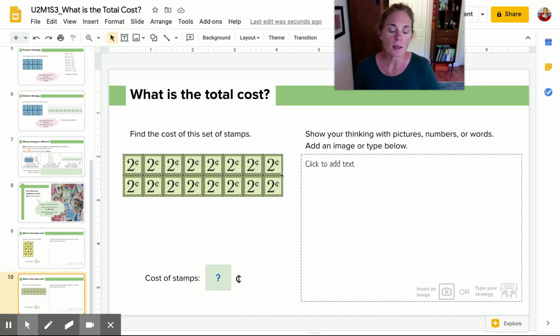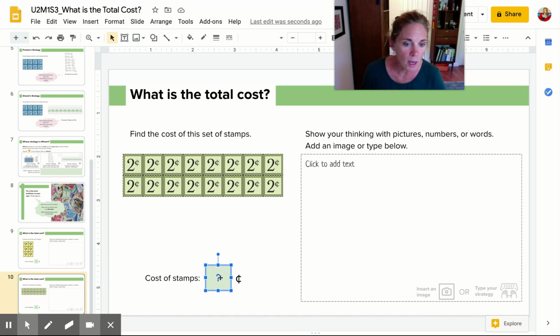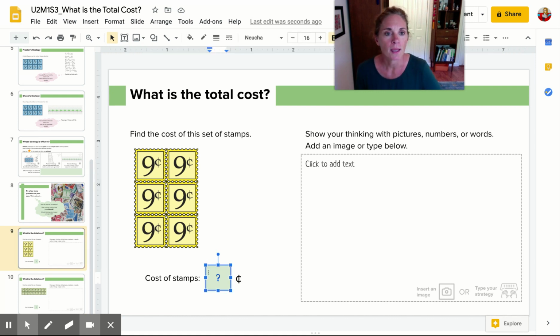So yesterday we made equal groups, some like this, so we would draw a circle around these. They didn't give you the little rubber bands, too bad, but you could make equal groups. So I'd like you to do that and either insert a picture of what you did, or you could write it down here with words, numbers, or pictures. And then you need to write the total cost in this little green box right here. There's a little green box on this page too. That's it.